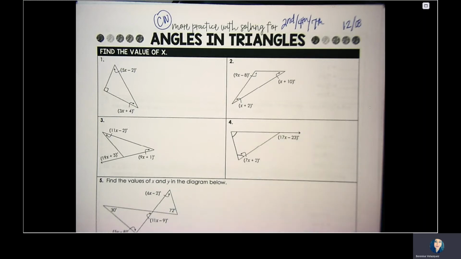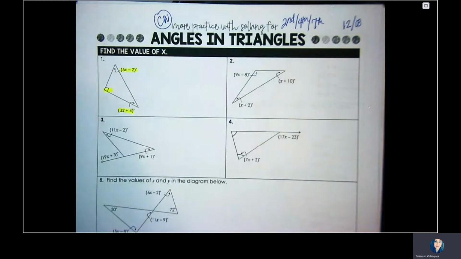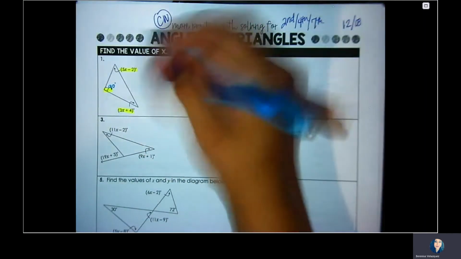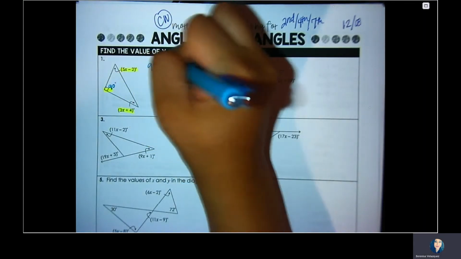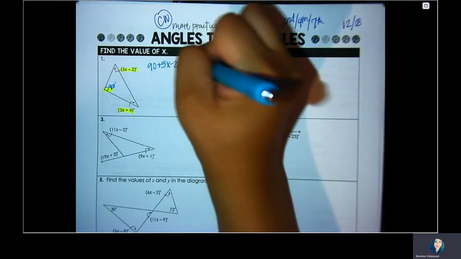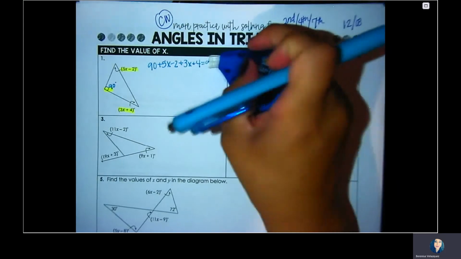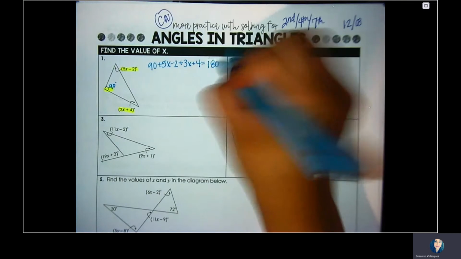Okay, find the value of x. We just got done doing all of these types of problems, but the good thing is nothing here says to plug it back in. So on 1 through 4, it's just find the value of x. Okay. I've been given 3 pieces, even though it doesn't look like it. This piece right here is 90 degrees. I have all 3: 90 plus 5x minus 2 plus 3x plus 4. Set it all equal to what a triangle equals, which is not 90, but 180.